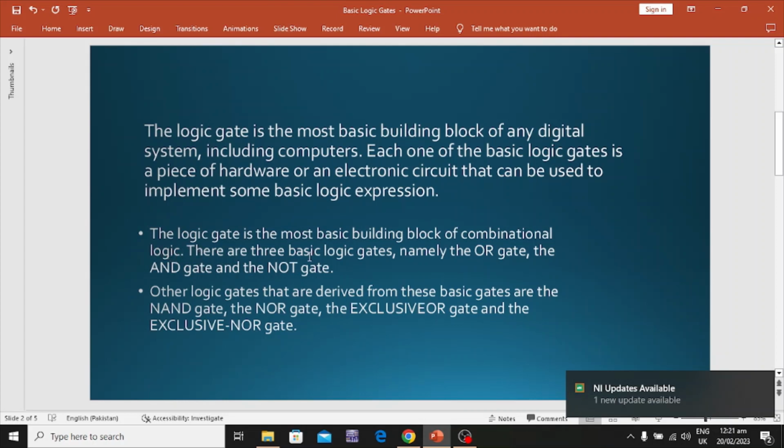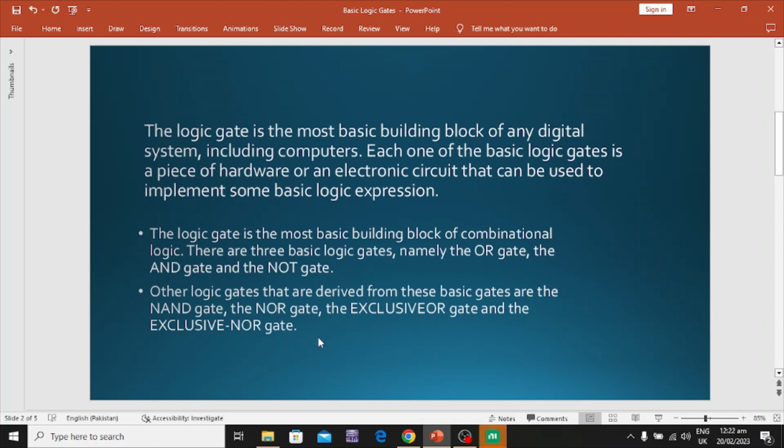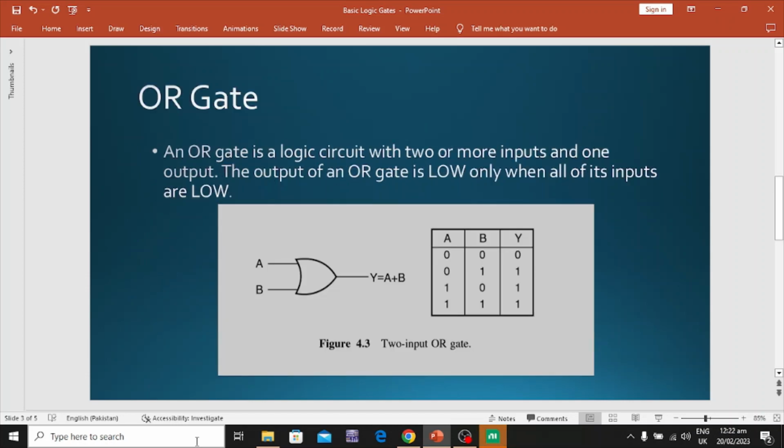There are three basic logic gates, namely the OR gate, the AND gate, and the NOT gate. These three gates are the basic or primary gates of the logic combination, and the other gates that are derived from these three are the NAND gate, the NOR gate, the exclusive OR gate, and the exclusive NOR gate. All these gates are derived from the OR, AND, and NOT gates. So we will discuss these three gates in our first lecture.